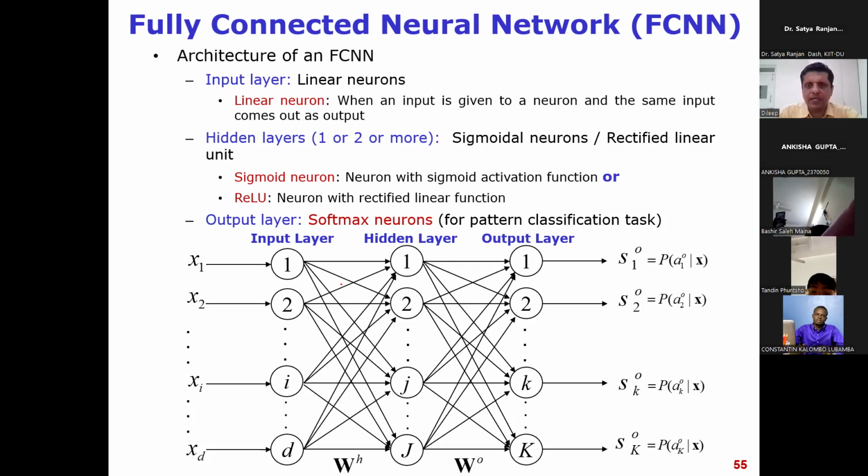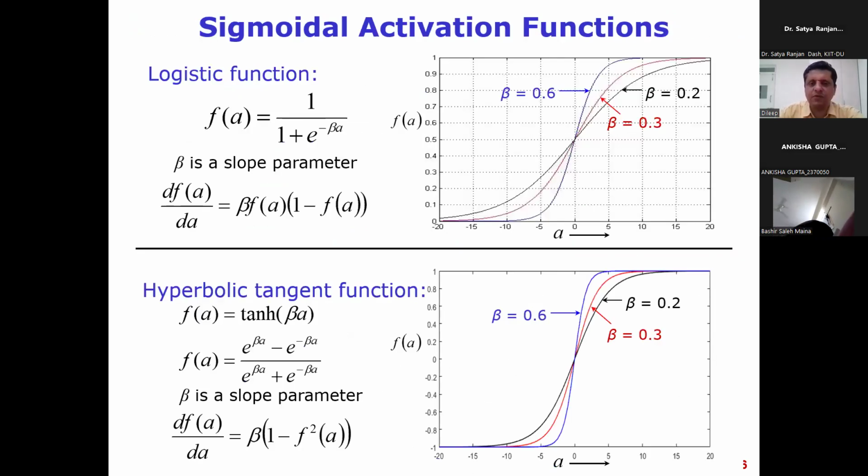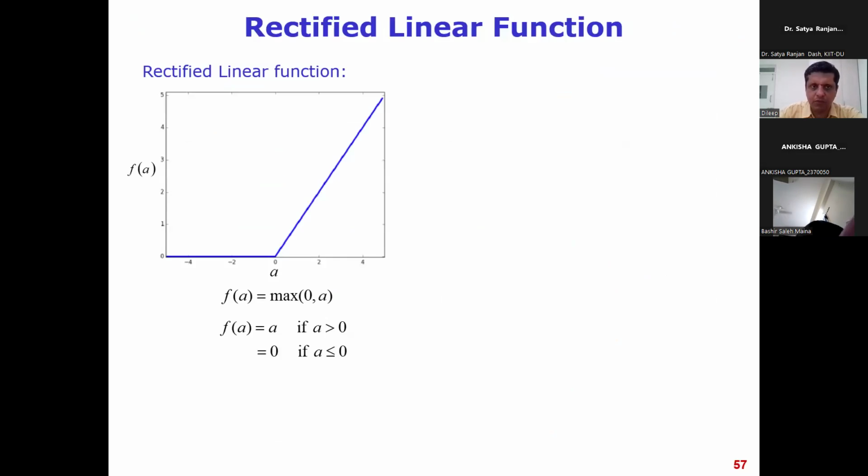The output neuron typically has the softmax activation function. Basically, the output will contain, given the input, the probability that a particular class has come. So the probability of the class is the output. That's why, in order to get that, the activation function used in the output layer is the softmax activation function. We'll see that quickly now. The sigmoidal activation function we already discussed; that's the same thing we used.